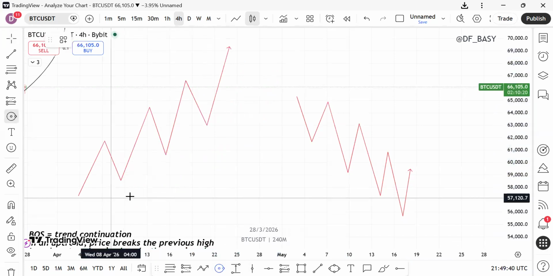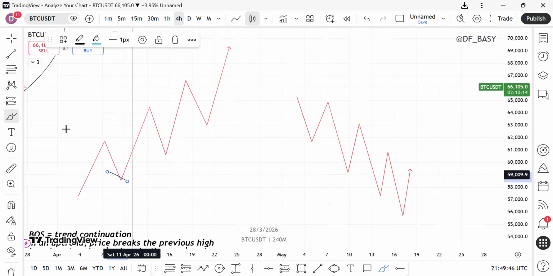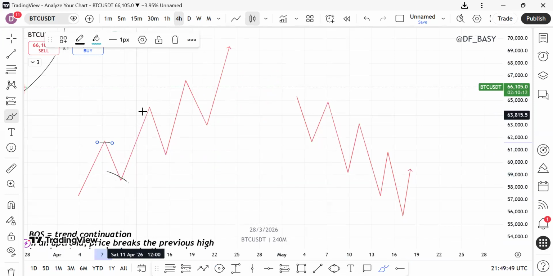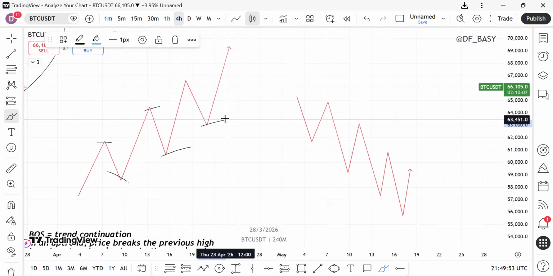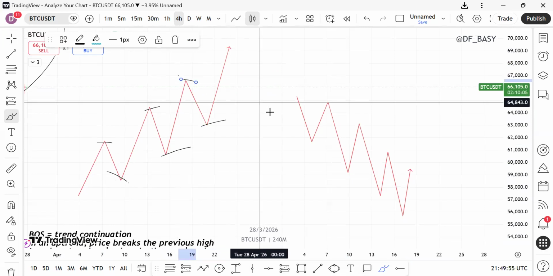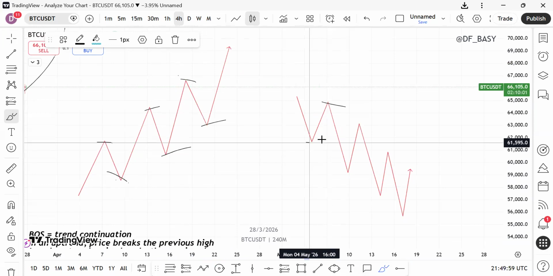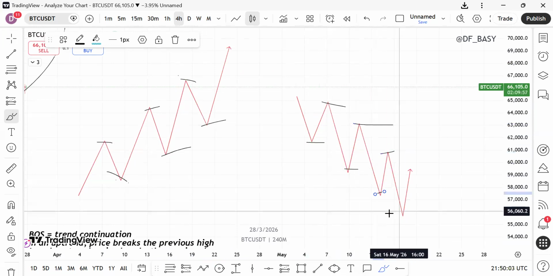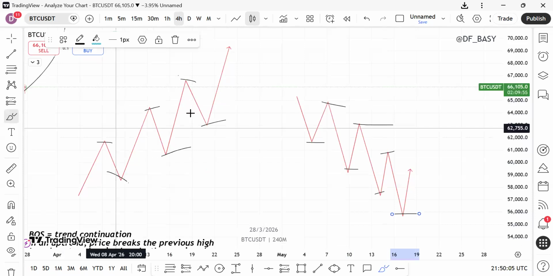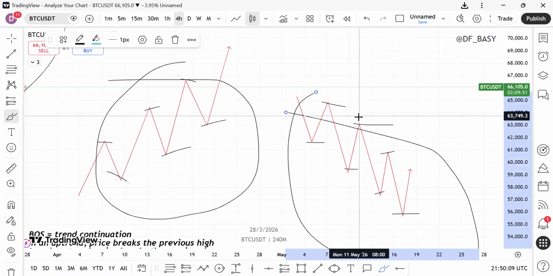This is a higher high. This is a higher low. This is a higher high. This is a higher high, higher low, higher high, right? But for a downtrend, this is a lower high, lower low, lower high, lower low, lower high, lower low, lower high, right? So basically, this is an uptrend and this is a downtrend.